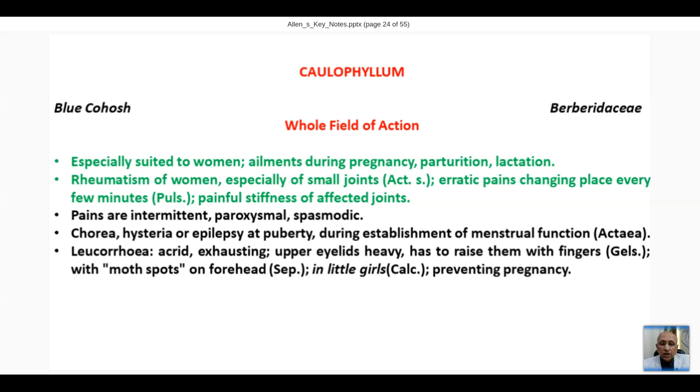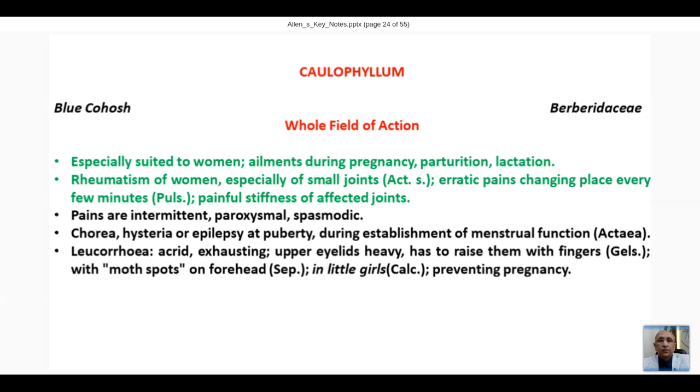So leucorrhea exhausting. Then leucorrhea associated with upper eyelids so heavy as to have to raise them with the fingers. Leucorrhea with moth spots on the forehead. Leucorrhea in little girls. Leucorrhea preventing pregnancy. See, a number of patients come to you in your OPD for the sterility problem. And they tell you that they have a strong acrid leucorrhea which is not getting cured. And, doctor, every report is found to be normal and nothing is abnormal, and still I never get an issue. See, this is one important hint. If there is acrid leucorrhea preventing pregnancy, this is one remedy one should not forget. This is how you have to correlate. You have to understand sentence by sentence, word by word. Then you can get the core of the remedy.